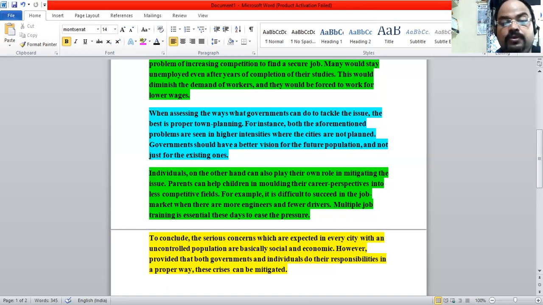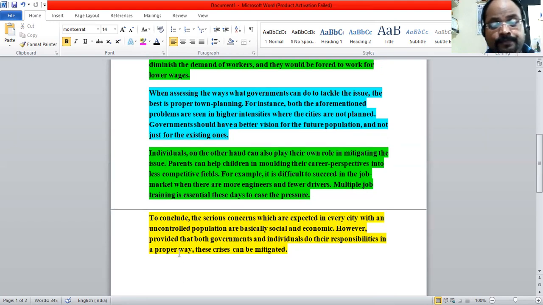So say for example, if you are training yourself as an engineer, you can try cooking too. Suppose you are not getting a job as an engineer, you can work as a chef. So multiple job trainings are given by universities these days to ease the pressure of the students who find it difficult to find a satisfying job. So this is the second measure that we can see there.